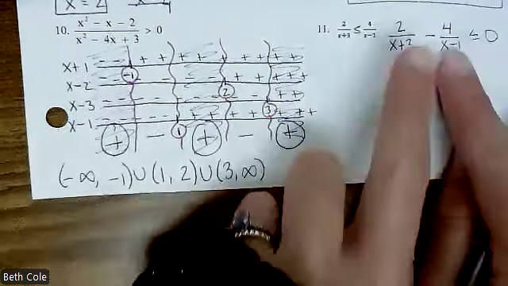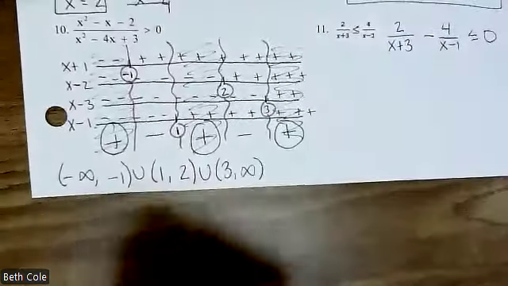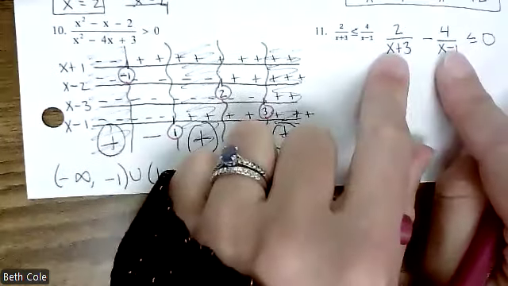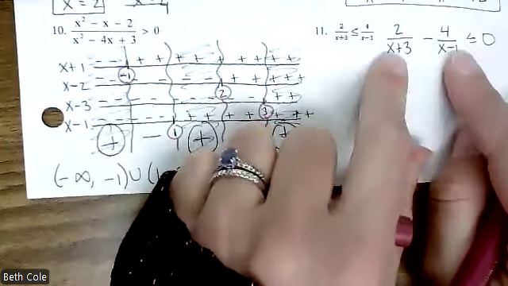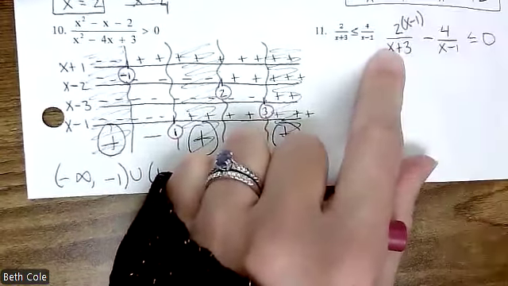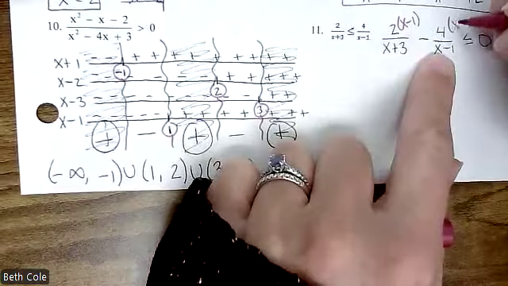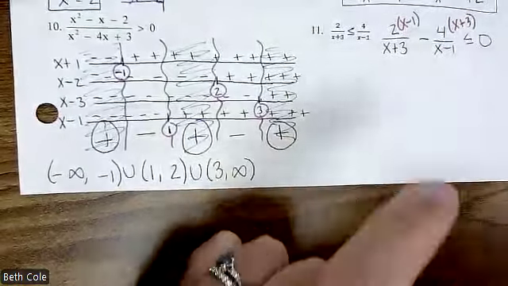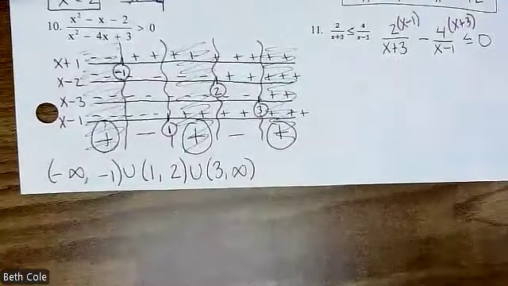Now, when you have 2 different fractions, you need a common denominator. They're just going to get multiplied by each other is what's happening there. This one's going to get multiplied by the x minus 1, and this one's going to get multiplied by the x plus 3. And it's really just a whole big bunch of algebra.